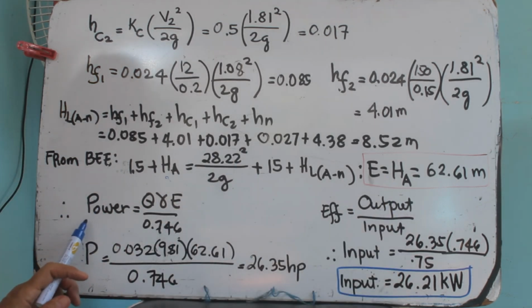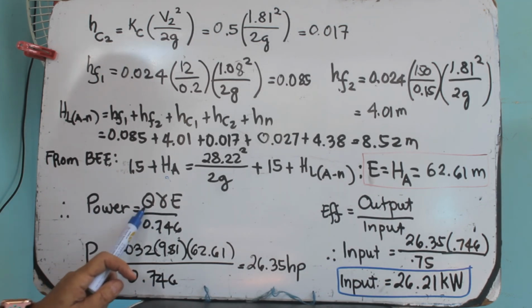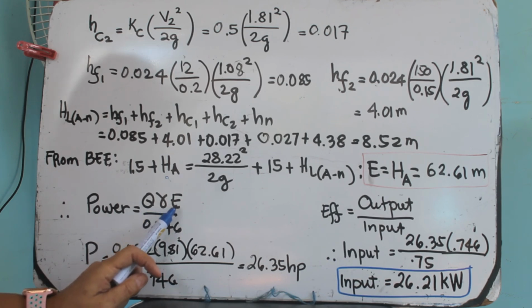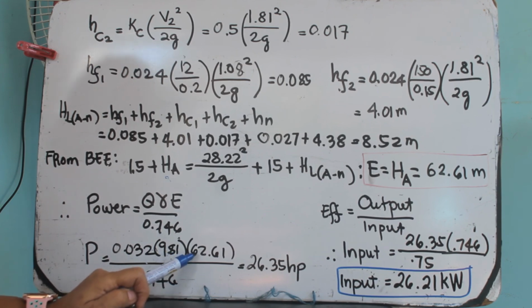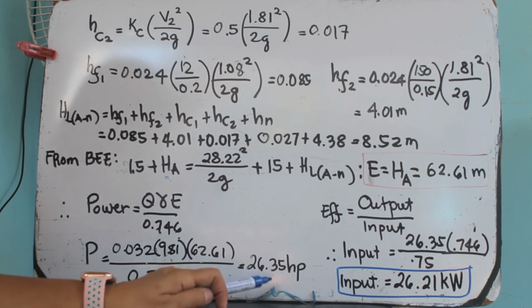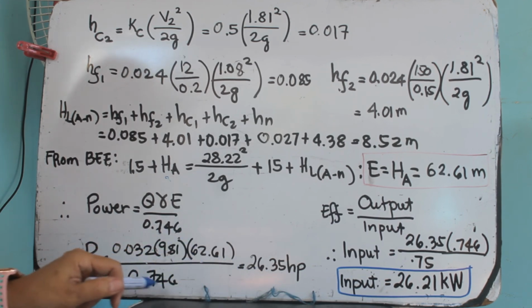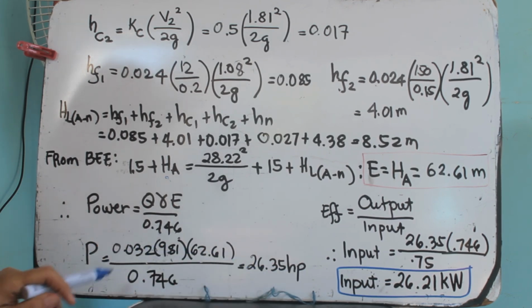Now, we know that the power formula is equal to the discharge, the unit weight of the fluid, and the energy over 0.746 para makuha natin yung horsepower. So, it is substituted. Nagdi-discharge daw yung nozzle ng 32 liters per second. This is the unit weight of water, the energy. Okay, the energy supplied by the pump over 0.746. So, this is in kilowatts, para divide lang natin ng 0.746 para maging horsepower. Okay, so yun yung P.